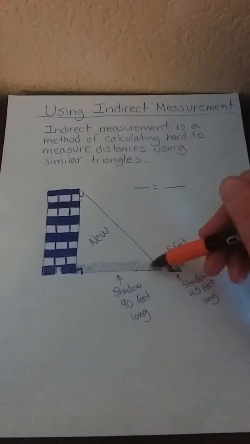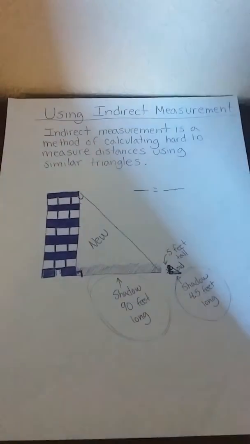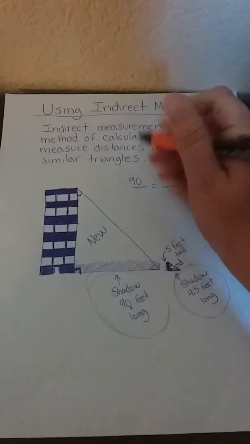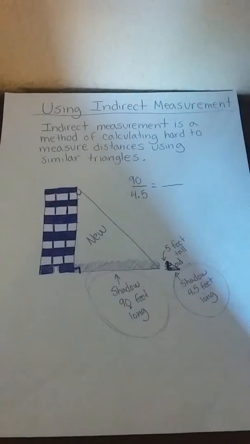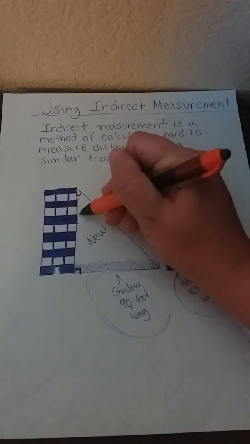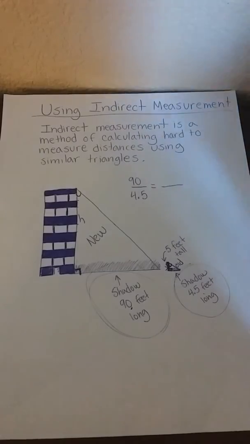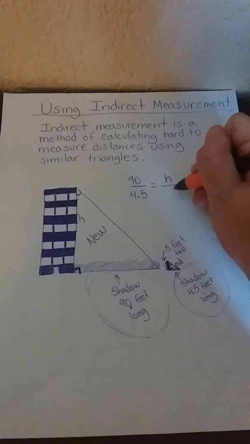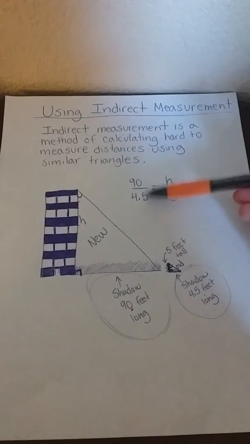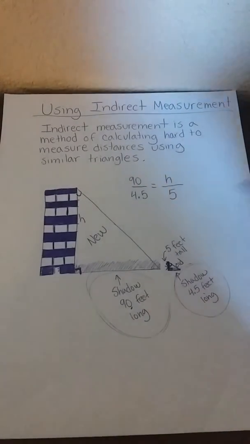In this situation, the shadow here, which is 90 feet long, matches up to the shadow here, which is 4.5 feet long, and I do new over old, so I have 90 over 4.5 as my scale factor. On the other side, the height of the building, which I don't know, so I'm going to make it h, would match up to the height of the person, which is 5 feet tall. New over old would make this h over 5. So this is my proportion. Shadow over shadow, 90 over 4.5, equals height over height, h over 5.